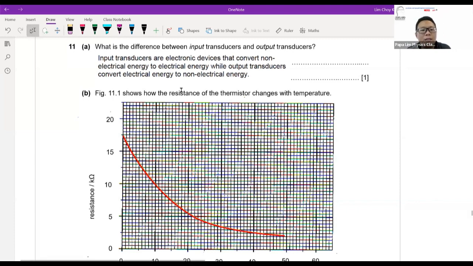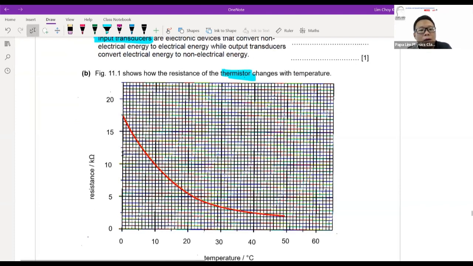In our syllabus, we focus a lot on input transducers, and one of the input transducers we are looking at is the thermistor. Whereby we look at thermal energy or the temperature and the differences in it, and we convert it into electrical energy to get a certain job done, based on thermal or temperature constraints. Now, the thermistor graph, the resistance against temperature.